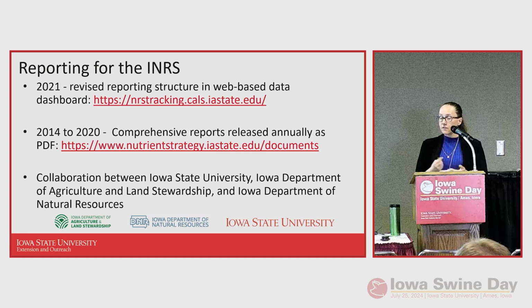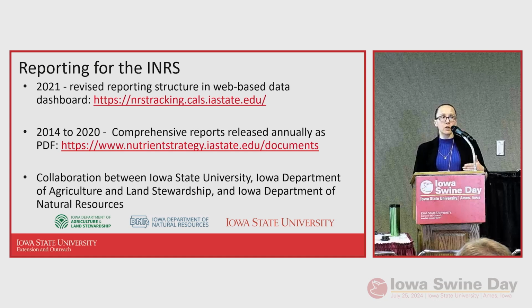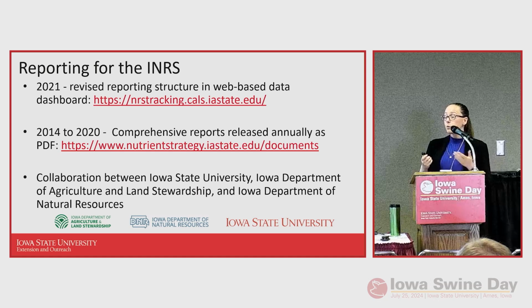Now, if you're interested in the progress we've made so far, there is reporting. It's done as a collaboration through Iowa State University, Iowa Department of Ag and Land Stewardship, and then Department of Natural Resources. Prior to 2021, these were annual PDFs that were published. They can be found at the link here. And then 2021 onward, they switched to a virtual data dashboard on the web.